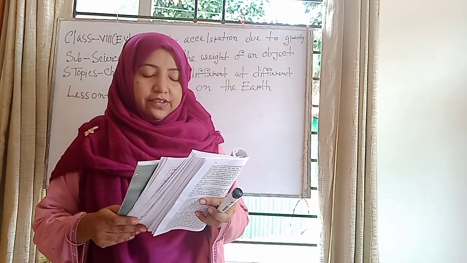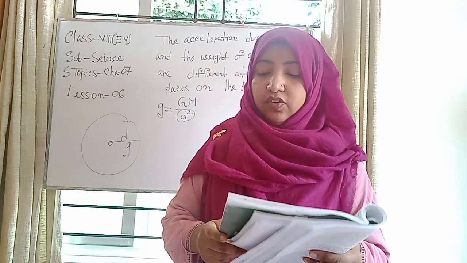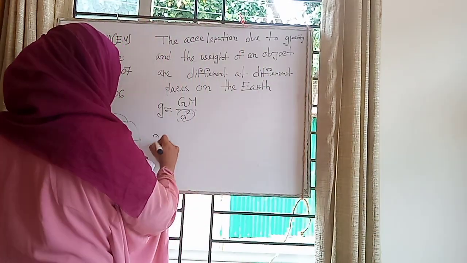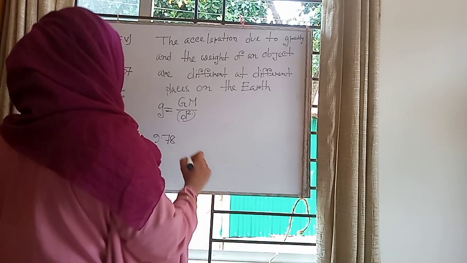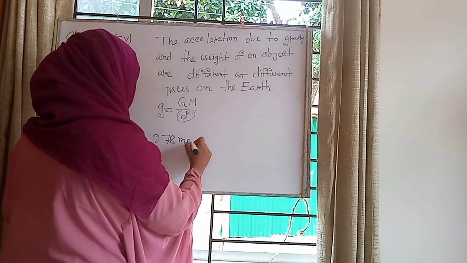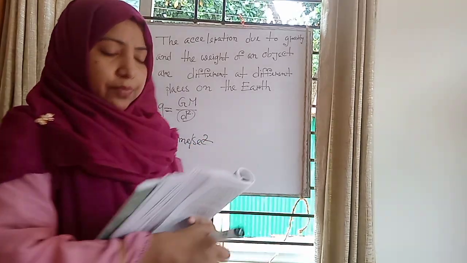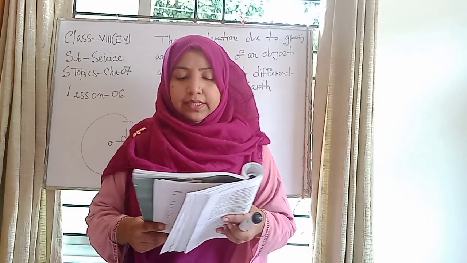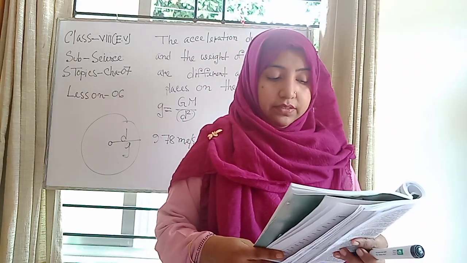At the equatorial area, the radius of the earth is largest and the value of g is lowest. Basically, the lowest is 9.78 meter per second square, which I also explained in the previous class. This is why the weight of an object is minimum in this region.